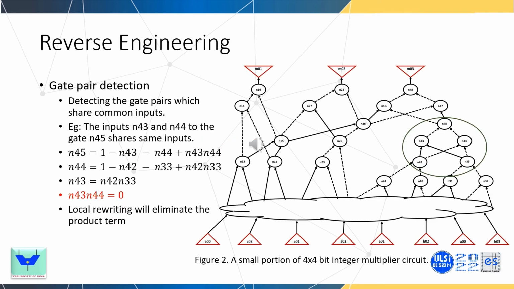Reverse engineering for gate pair detection and early removal of vanishing monomials. If we look inside the circle, gate N45 has two input gates, N44 and N43, which are sharing the common inputs N42 and N33. If we generate the algebraic expression of N45, it has a monomial which is the multiplication of N44 and N43. Since both N44 and N43 are sharing complement common inputs, if we multiply their algebraic expressions, then the multiplication will reduce to 0. Hence, we can eliminate the multiplication without performing the backward rewriting. Hence, we can reduce the intermediate monomials before going for global rewriting. Moving to the next slide.